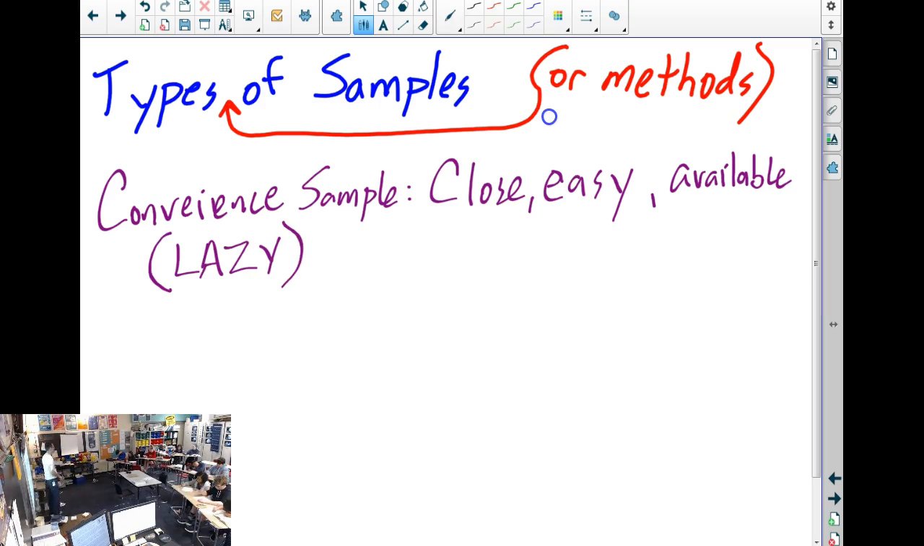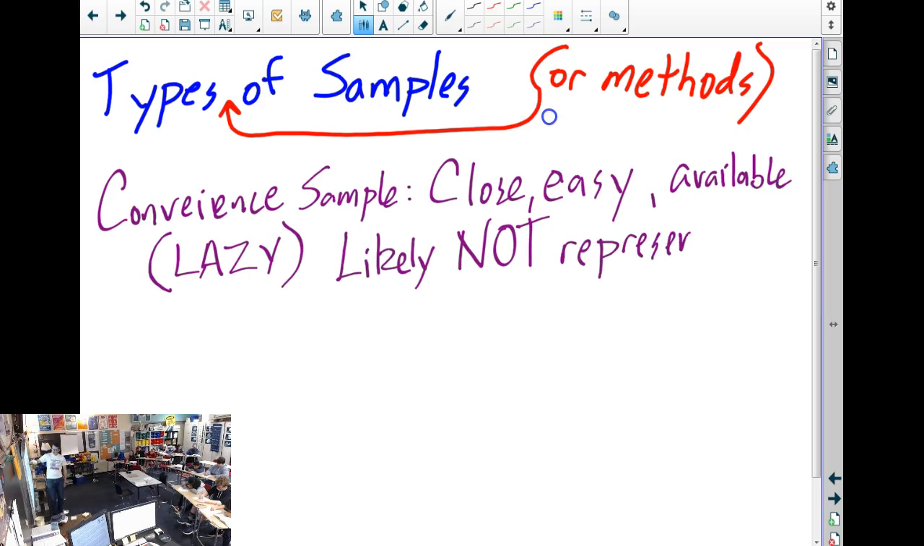It's the lazy method. Convenience sample. Now, here's the problem with being lazy. This is likely not representative. Because we said you guys are not representative, right? We're missing 8th grade. Convenience samples are likely not representative.